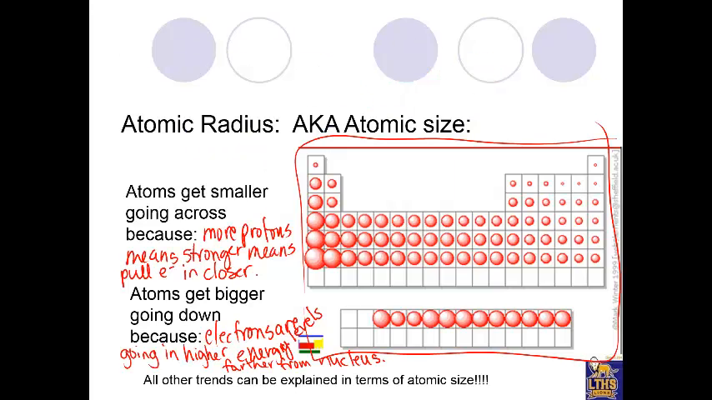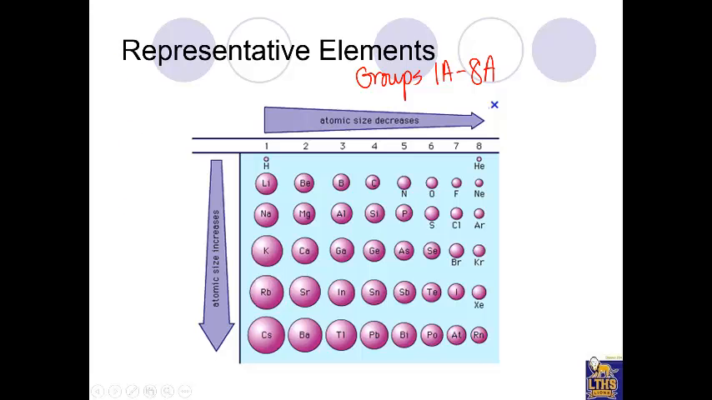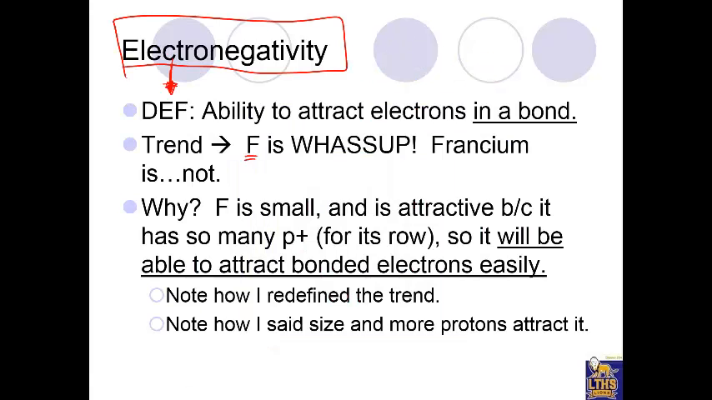Francium is down here. Fluorine is up here. They are pretty much opposites. So let's talk about why fluorine has a very great ability to attract electrons where francium does not. Fluorine is small and it's attractive because it has so many protons for its row on the periodic table. So it's going to be more able to attract bonded electrons easily because it's got a pretty strong nucleus for its size.